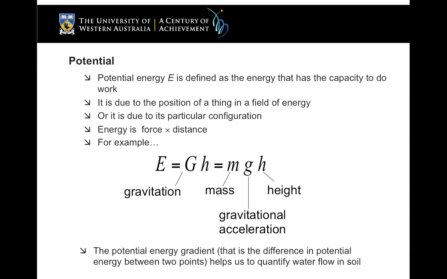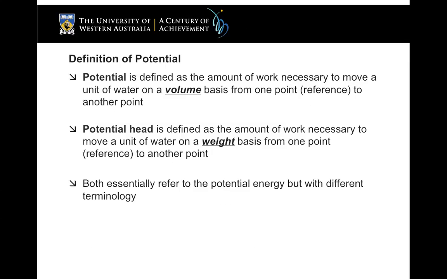So we talk about potential energies, but also potential energy gradients. That's the differences in potential energy between 2 points. I interchangeably talk about potential, which has units of the amount of work that's necessary to move a unit volume of water from one point to another, on a volume basis. And potential head, on the other hand, is defined as the amount of work necessary to move a unit of water on a weight basis. I'll give an example of what I mean by that in a sec. But both essentially refer to potential energy.